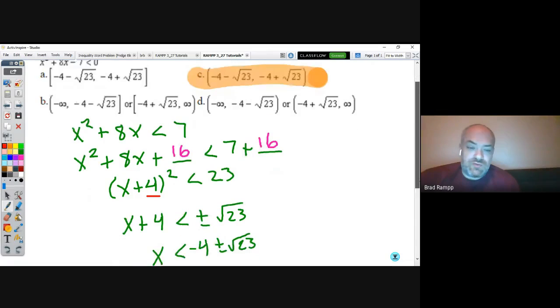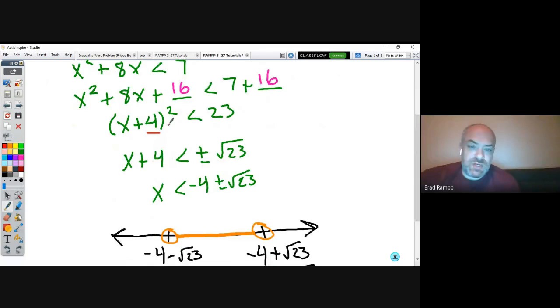To solve, we need to get rid of the square. So we square root both sides. When you square root an equation or inequality, you have to write plus or minus. So we get plus or minus the square root of 23. To isolate the x and solve this, we have to subtract the 4. We write that in front of the plus or minus.